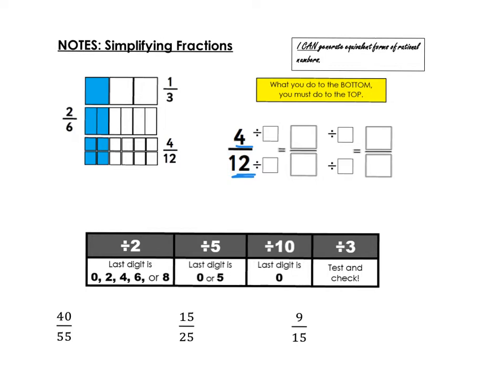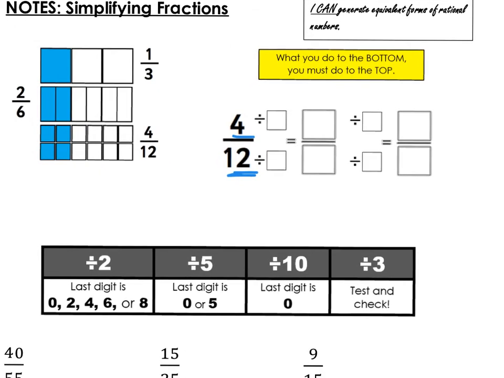So remember, here's our divisibility rules right here if we need them. If something ends in a 2 or a 4, then we can divide both numbers by 2. Remember, we're going to look for what they have in common. So we can start off by dividing both numbers by 2. And 4 divided by 2 is 2, and 12 divided by 2 is 6.